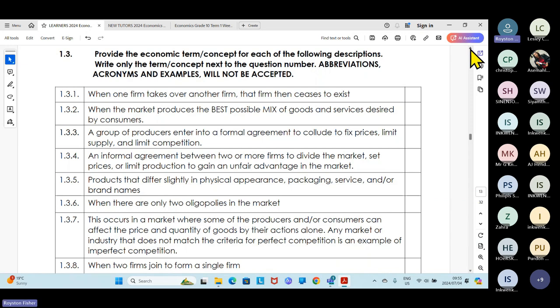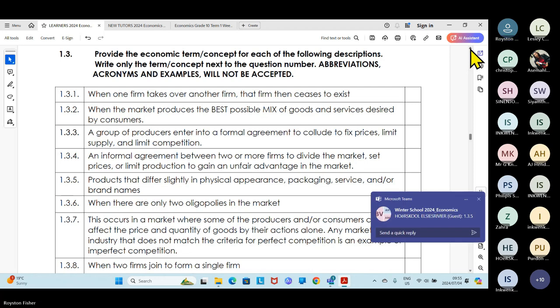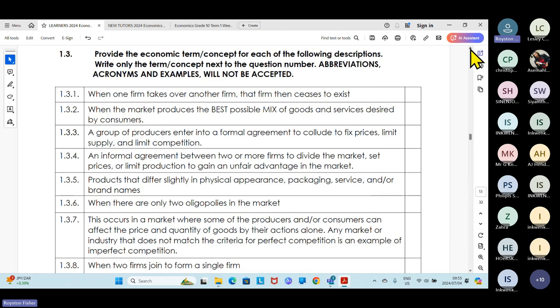So St. Andrews said collusion. I'm just looking at all the other answers here quickly. Santa Claus says oligopoly. Altus Revise says collusion. Bahai says cartel. But now they're saying oligopoly as well. Altus Revise, so could you kind... Oh, that's for 1.3.5. So the correct answer is collusion.